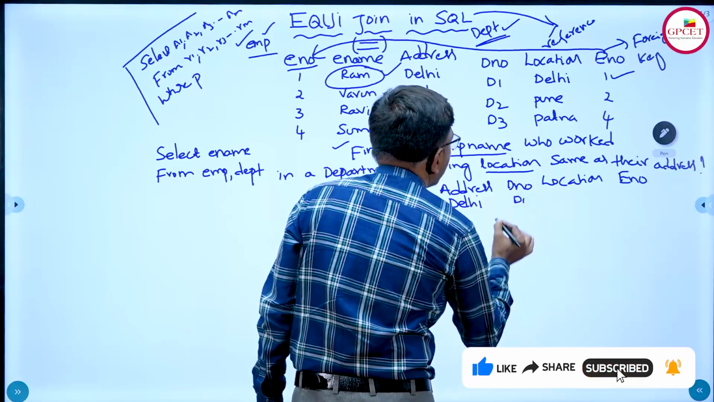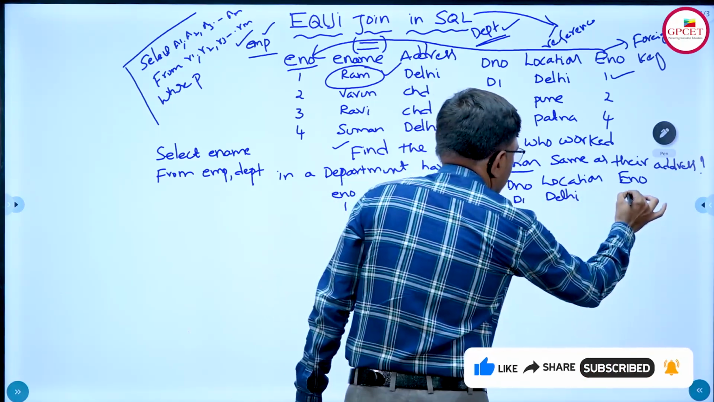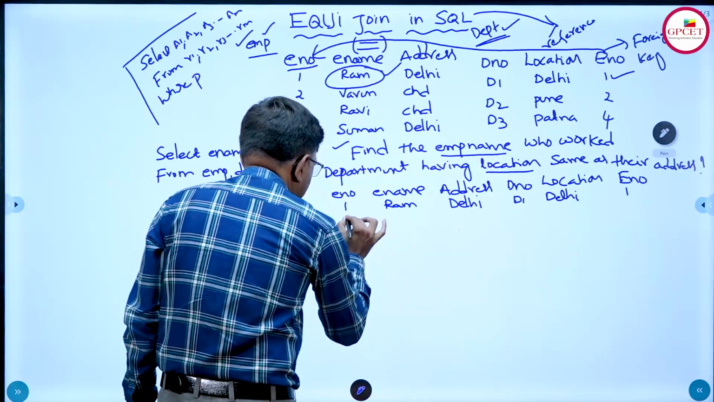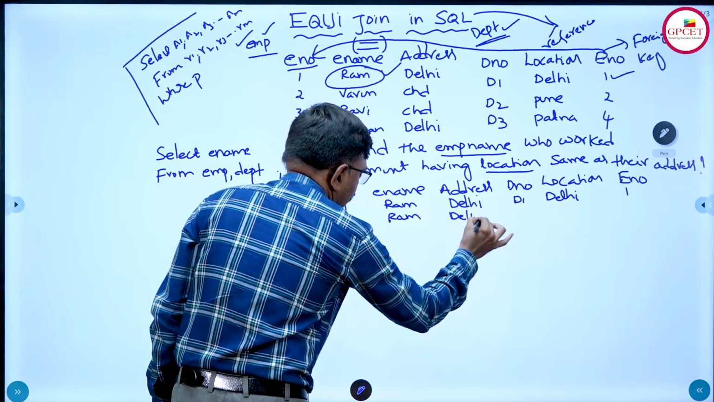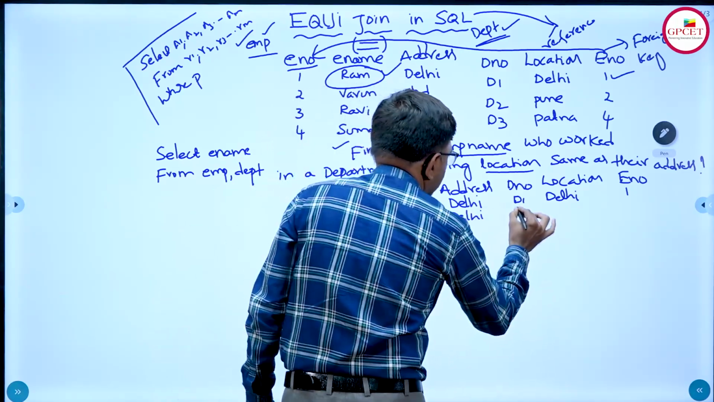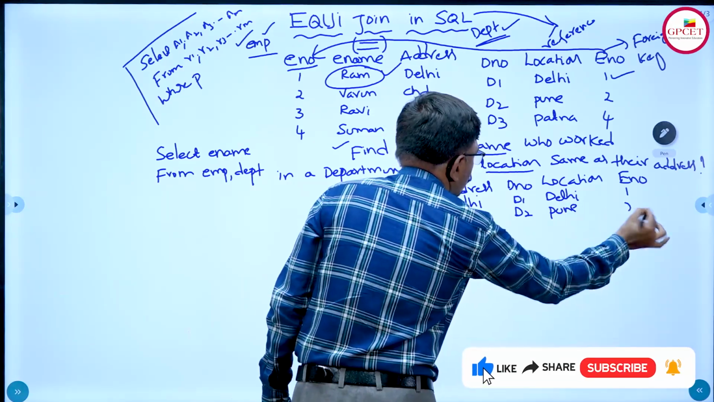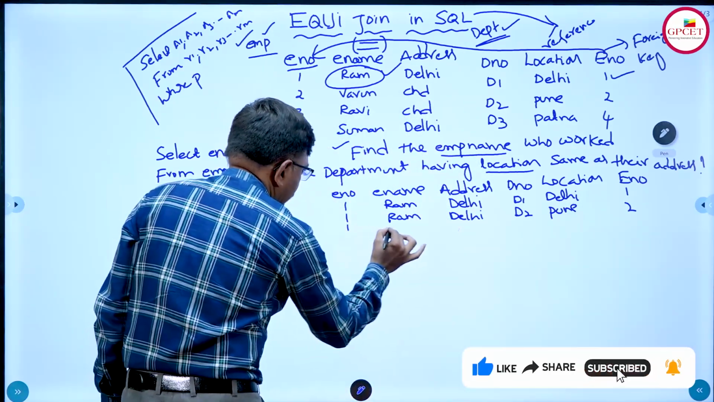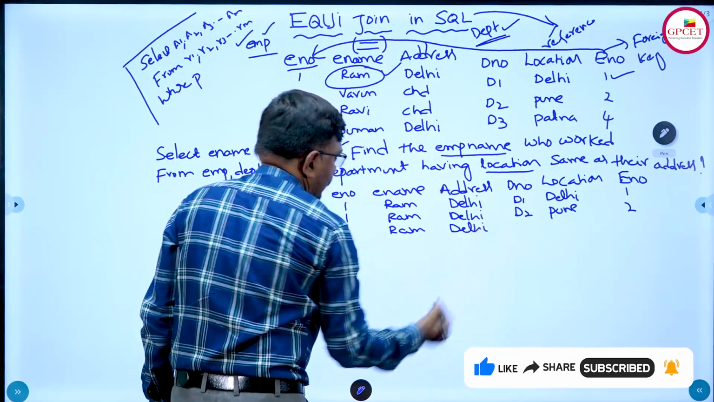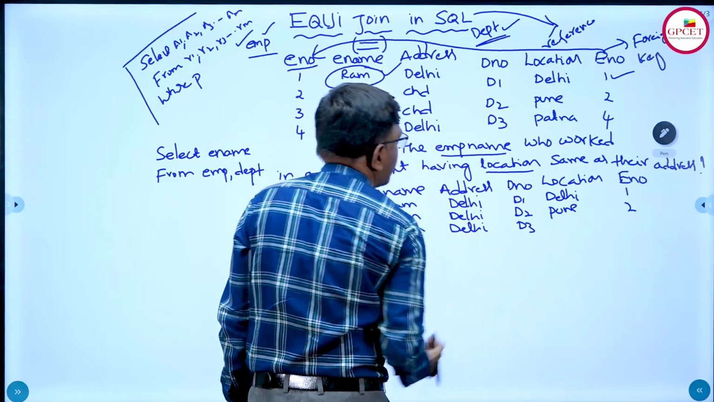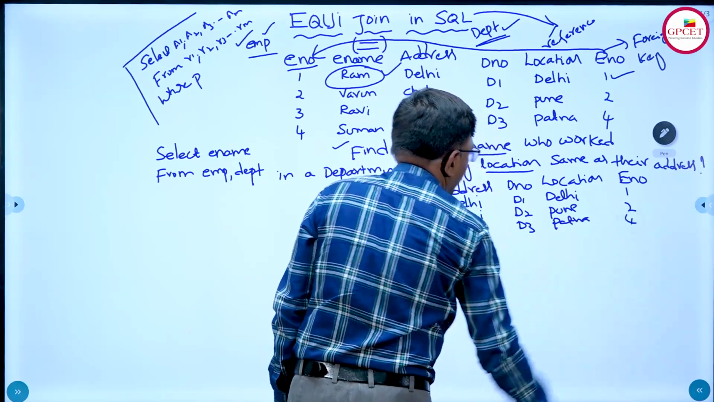D1 Delhi 1. Same again, that is the one row, Delhi, multiplied by the second one, that is D2 Pune 2. Right, third one again, that is the one row, Delhi, D3, and what is Patna? What is that? Employee number is 4.